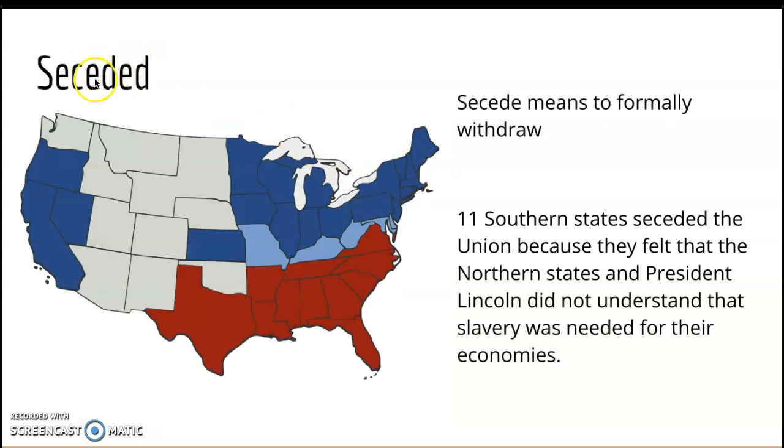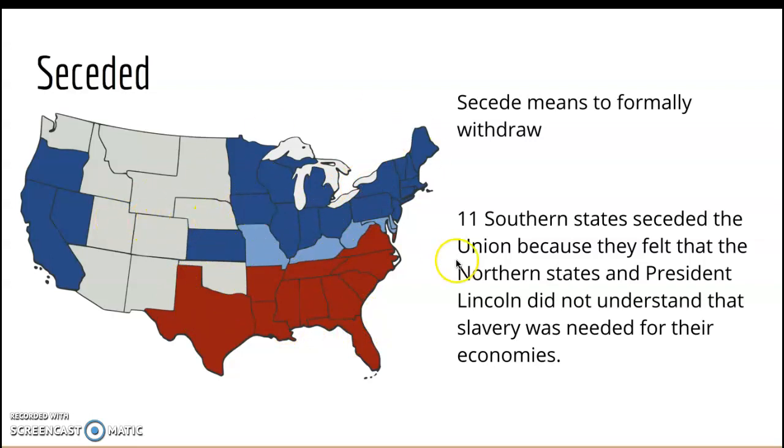Secede. Secede as a word means to formally withdraw. Now, during our American Civil War, 11 southern states seceded from the Union because they felt that the northern states and President Lincoln did not understand that slavery was needed for their economies. They thought the northern states were basically just ignoring them. The North had larger economies, larger populations, and a lot of these states down here felt like they weren't really a part of the whole picture.